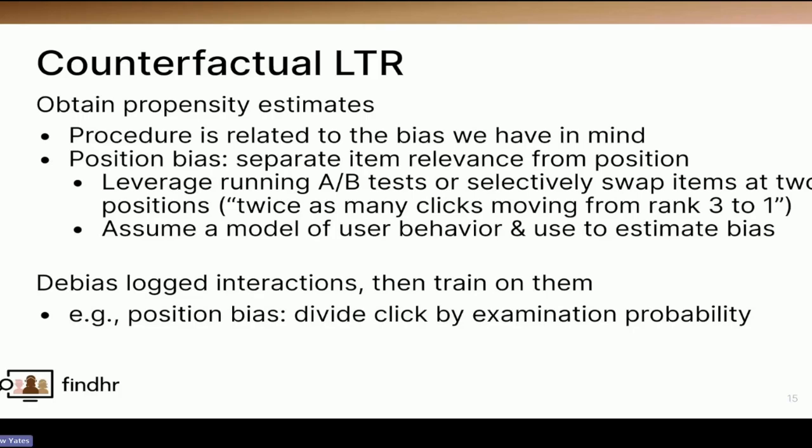Really, the key point here is we need to have a bias in mind, and then we need some way to compute how that bias is affecting things, a propensity estimate, so that we can then look at the interactions we've logged and modify them in some way. With position bias, we might divide the click count by the probability of looking at something that's at that position, so that we account for the fact that many of the users are simply clicking on an item because it was at position one, for example.